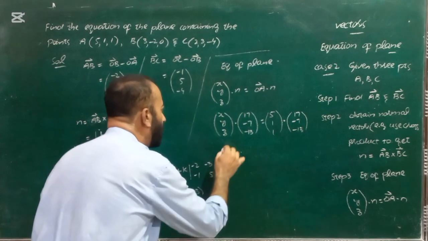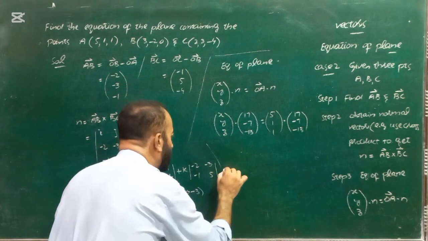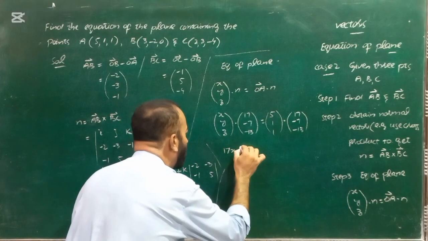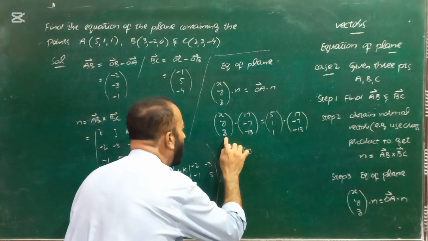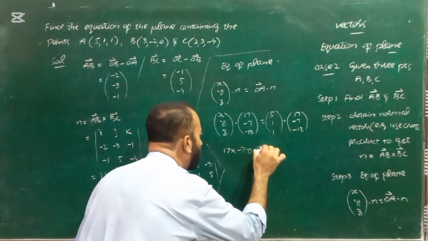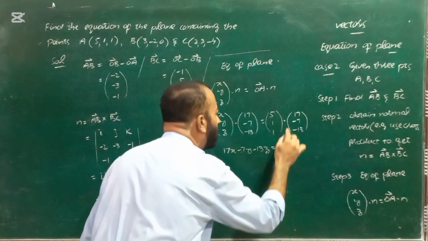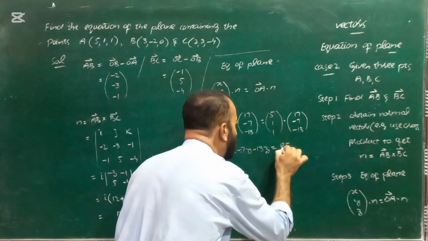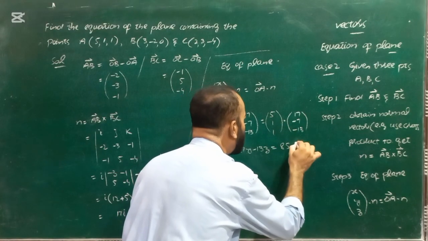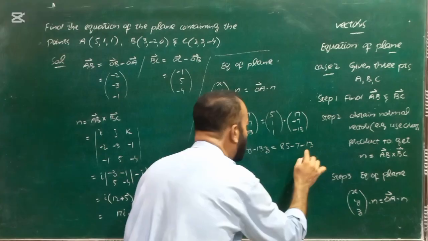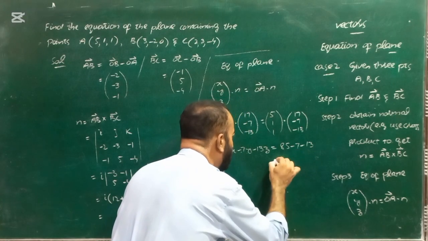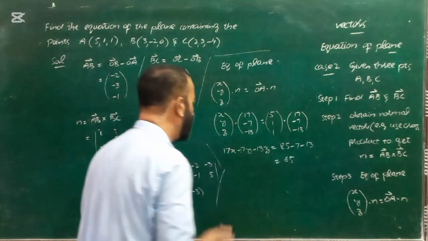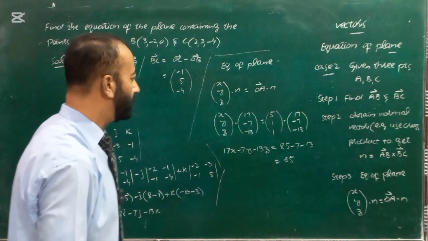So at this step you will solve it. So 17x minus 7y minus 13z will be equal to 5 times 17 is 85, minus 7 minus 13. So this will make 20, so it will be equal to 65. So this is the equation of the plane.